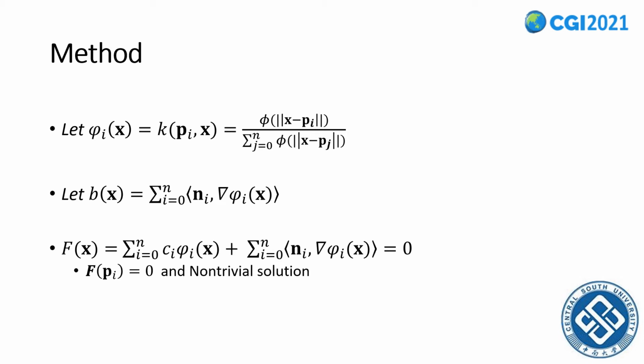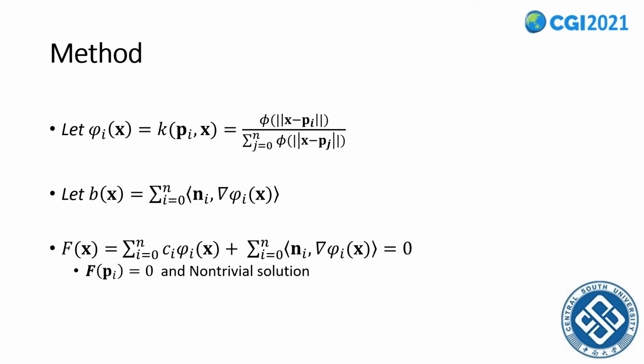For any point x belonging to R2 or R3, let us define a function f(x) to fit or interpolate the original points and their normals. First, let us define the function about the position. Let upper phi(x) equal phi(r) divided by the sum over j of phi(r_j). It means normalized radial basis function. The reason to divide by all radial basis functions in its neighborhood is to remove the effect of the density of points.